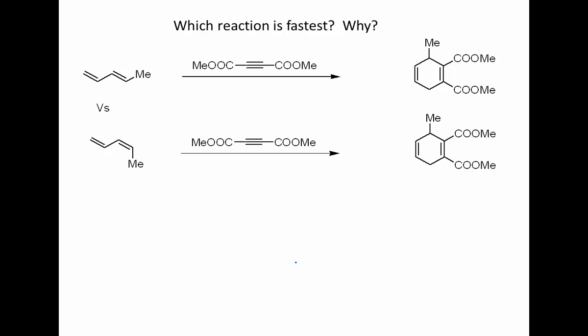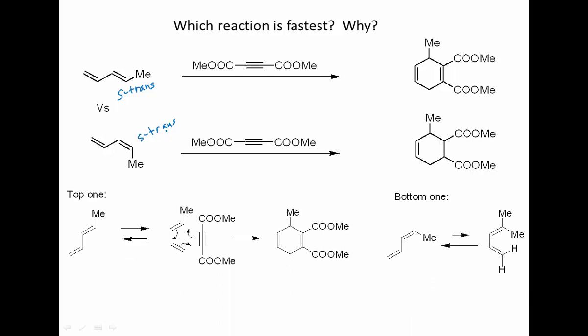Okay, right, and you should think about this, pause it, then see the answers. Turns out that the top reaction is much faster. And what we have to do is think about the fact that both of these conformations depicted are S-trans, and we know that S-trans is not our reacting conformation. We have to get it into S-cis. So what happens if we get each of these dienes into the S-cis conformation?